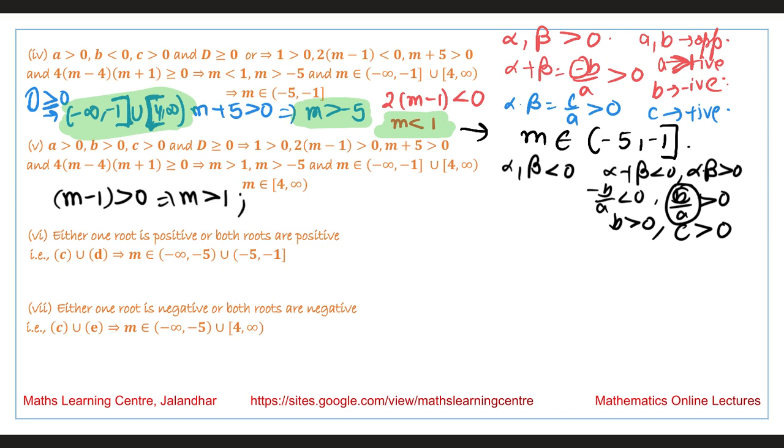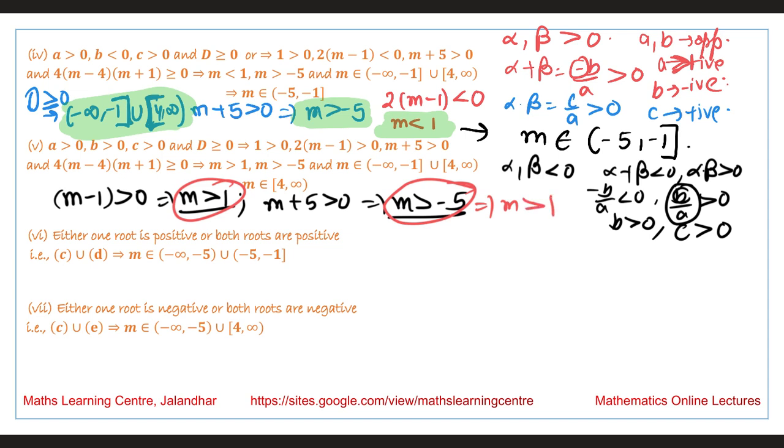C is greater than 0 means m plus 5 is greater than 0. This implies m is greater than minus 5. The common region to both these is m is greater than 1. The region for D, D greater than or equal to 0, is this region. So the answer we obtain, the regions we have, is m greater than 1, m belongs to this interval.